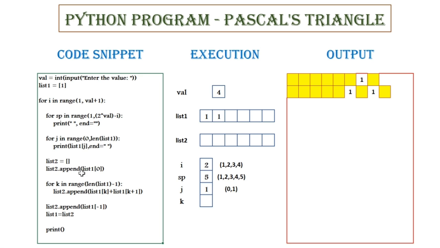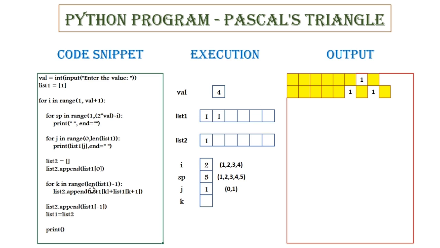List 2 dot append of list 1 of 0. List 1 of 0 is 1. So I'm going to add this new item, which is 1. For k in range of len of list 1. So the length of list 1 is 2. So 2 minus 1 is 1.